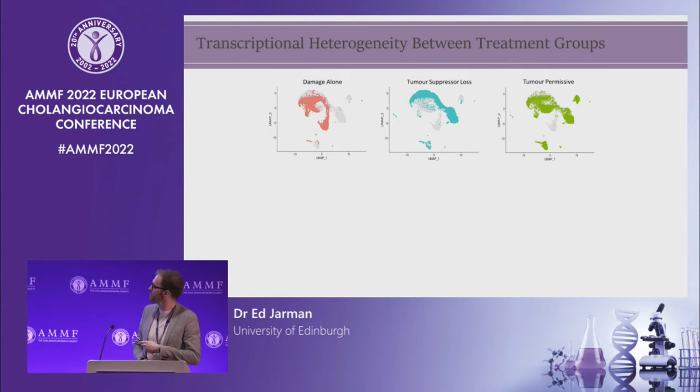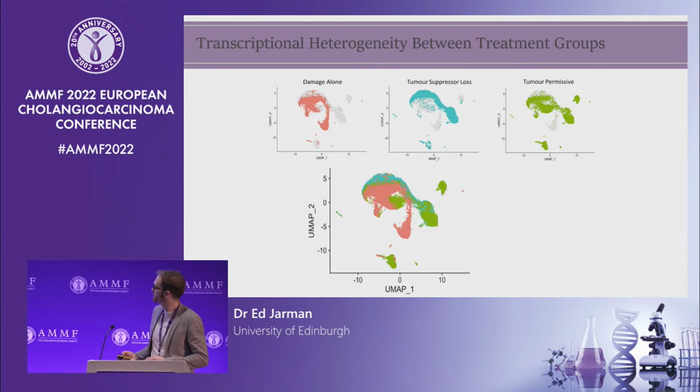So importantly, what matters is how this data looks when you look at the individual groups. So the damage-alone mice, the tumor suppressor loss, and the tumor permissive group, which is once again damage and tumor suppressor loss. You see that they don't perfectly overlap. They map differently to different clusters within this UMAP. So this suggests that there are interesting transcriptional differences between these groups that will allow us to unpick exactly what's going on. So if you overlay these like this, with green being the tumor permissive state, same as up here, you can see, once again, this lack of overlap, which indicates what are the interesting processes that we can dissect out and look at to understand what's going on.